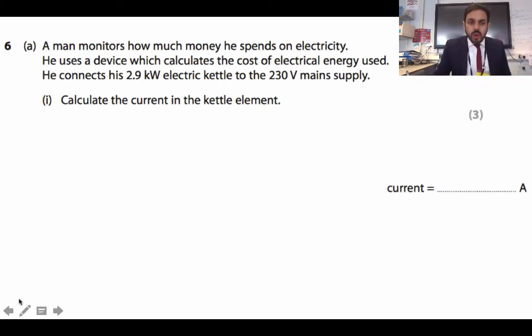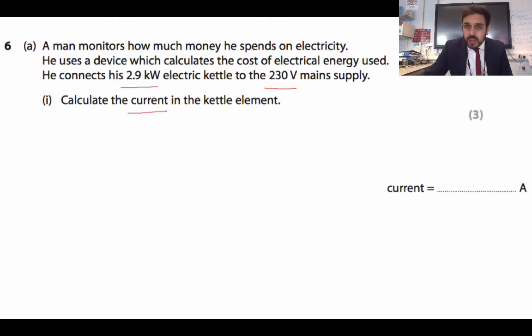So let's try one maths question together. A man monitors how much money he spends on electricity. He uses a device which calculates the cost of electrical energy used. He connects his 2.9 kilowatt electric kettle to the 230 volt mains supply. So I've got power, I've got voltage, and I've been asked to work out current. Power, voltage, current. And just like I'm doing, underline in the exam. And if you want to, write down each thing you've been given.